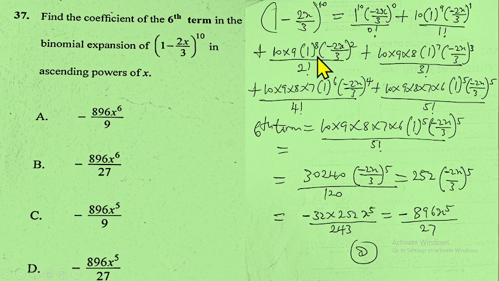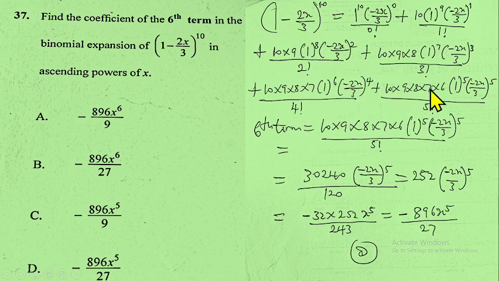9 comes down in the next term: 10 times 9, then remove 1 from the power, 8, increase the power of this one by 1, that will be 2 over 2 factorial. Plus 8 comes down again: 10 times 9 times 8, 1 raised to power 7, increase this one by 1, you have 3 over 3 factorial. 7 comes down again: 10 times 9 times 8 times 7, 1 raised to power 6, increase the power by 1, you have minus 2s over 3 raised to power 4 over 4 factorial.